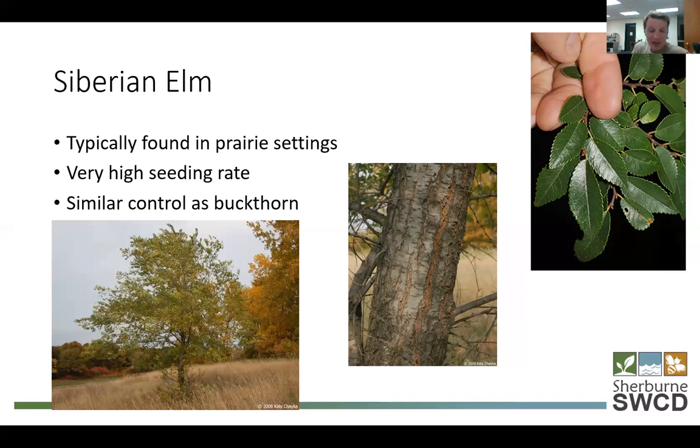And again, like buckthorn, Siberian elm management is a long-term deal. It's not going to disappear in 1 or 2 years. You might have it totally under control, but then because of its high seed germination and high seed production, you might have it again in a few years. So constant vigilance, and hopefully you'll be able to keep it under control and in check.